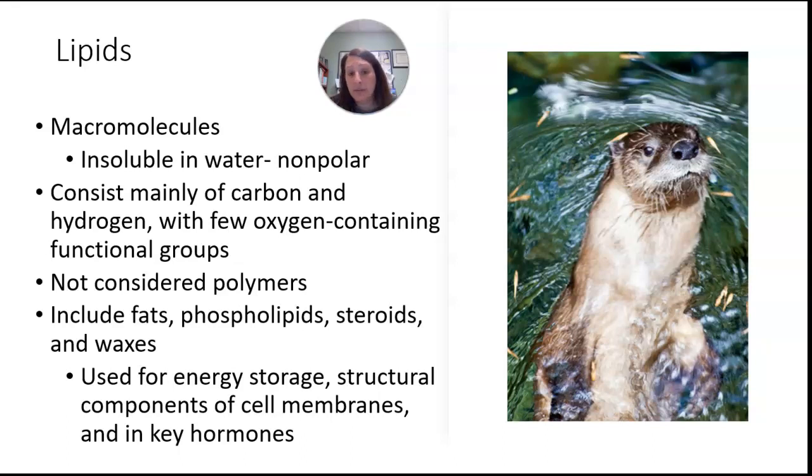They are still built by dehydration synthesis, and they are still broken apart via hydrolysis. But again, they are not made of monomeric subunits. And we'll talk about what they are made of in just a few seconds.